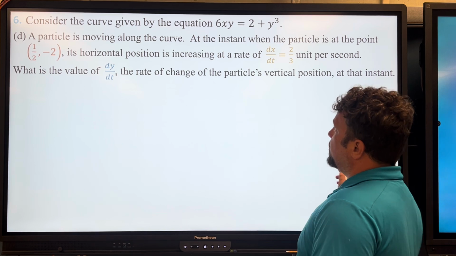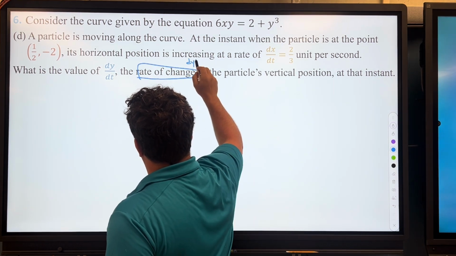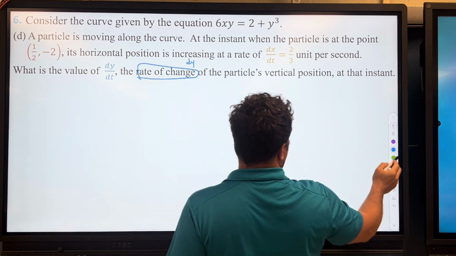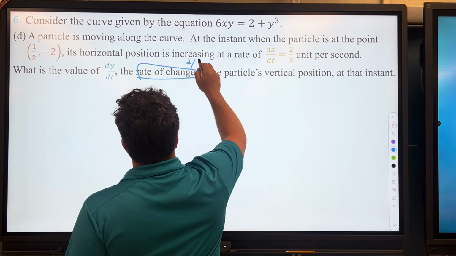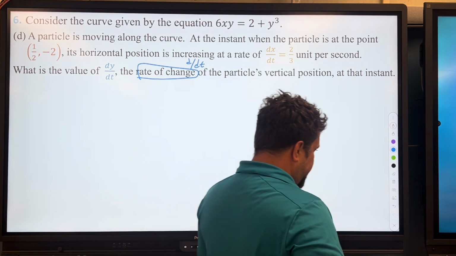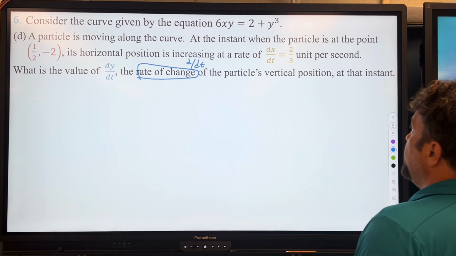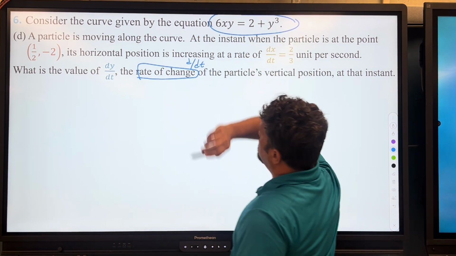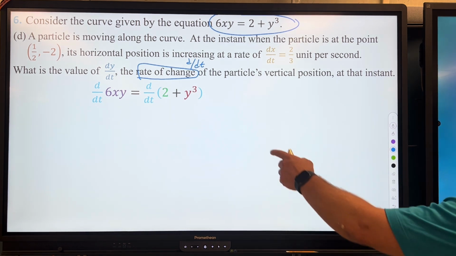The key words here are rate of change. That right there, not dy, d/dt. Anytime you see rate of change, you are going to differentiate things in terms of t. What are you going to differentiate in terms of t? The original equation. So we're going to differentiate everything in the original equation in terms of t.